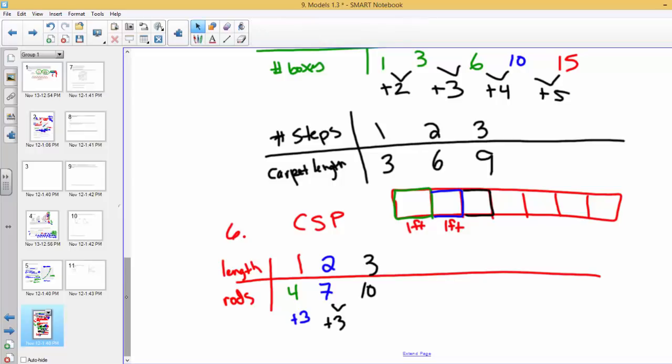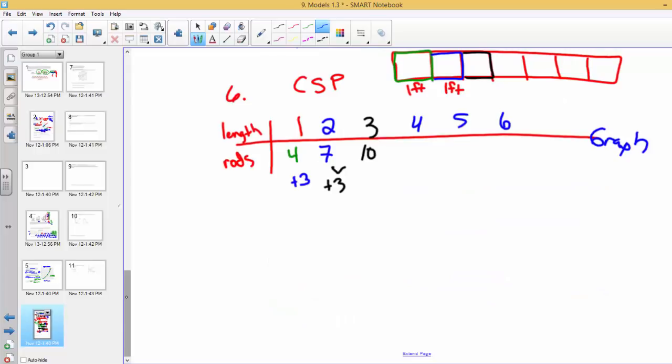So go ahead and fill that up to 6 and sketch a graph for this. So in your graph you need to have a title, and then your X value is length and your Y value is number of rods.